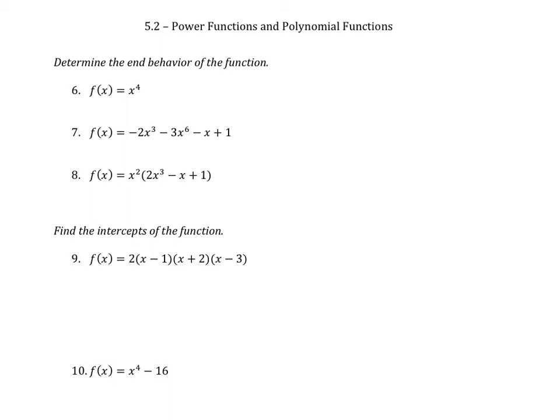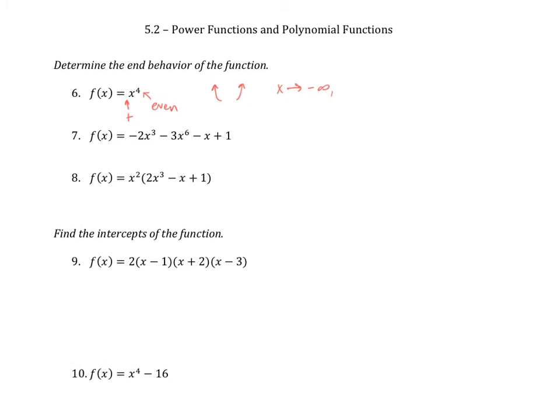So in number 6, we only have one term, so that has to be the leading term. We want to look at the leading coefficient. It's positive. And we want to look at the exponent. It's even. Remember, a positive even, the end behavior looks like that. So on the left-hand side, as x goes to negative infinity, y goes to infinity. So what that's saying is, as x goes to negative infinity, so for the domain, we're going to the left this way, but we're going up. So left is negative infinity, up is positive infinity.